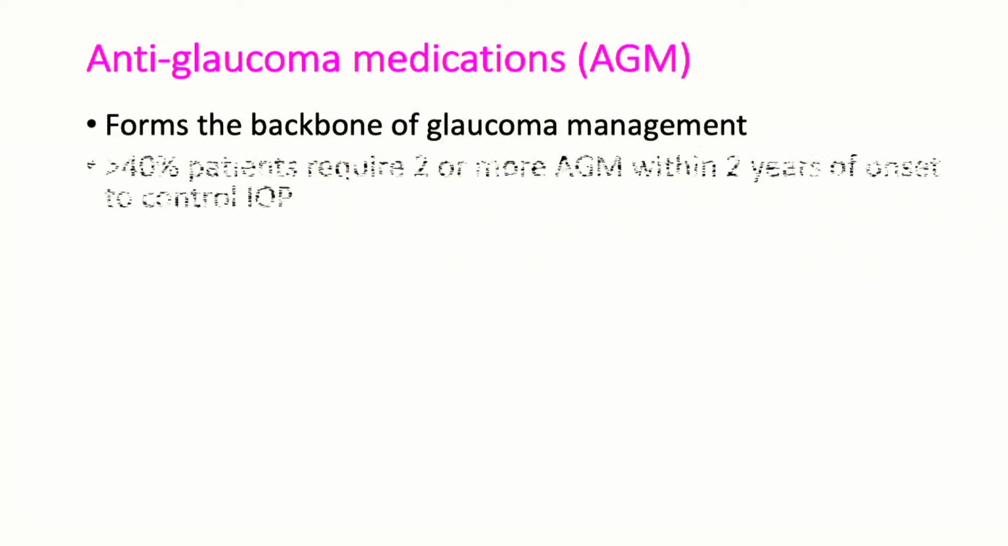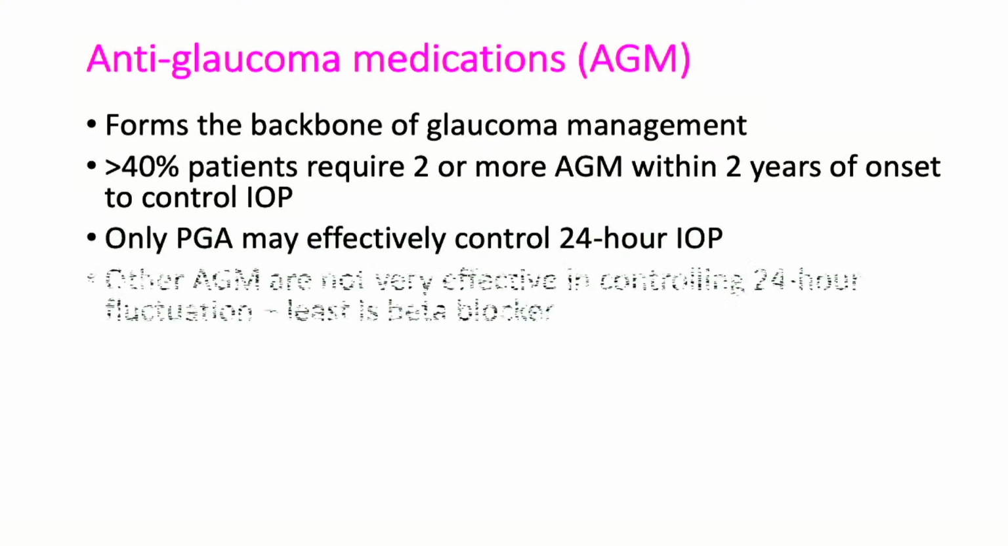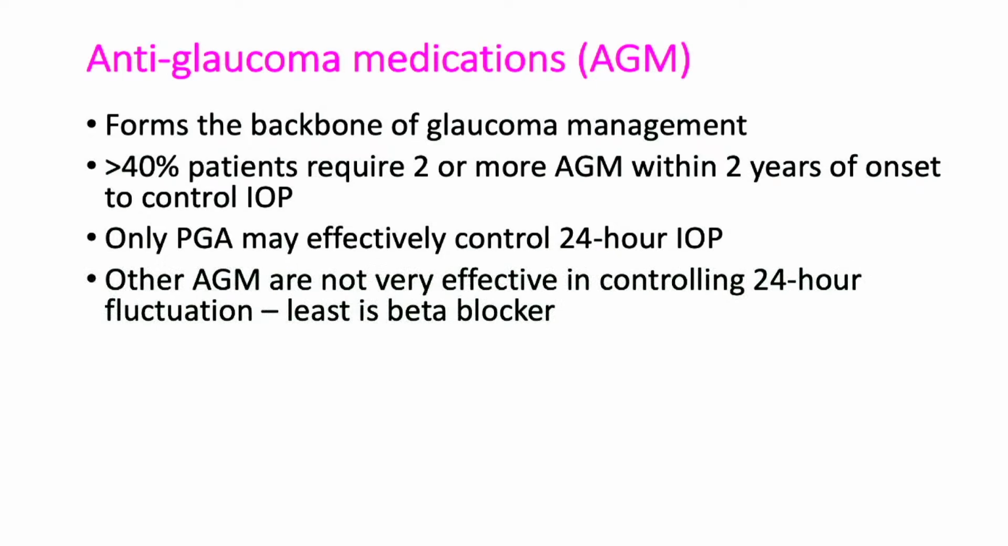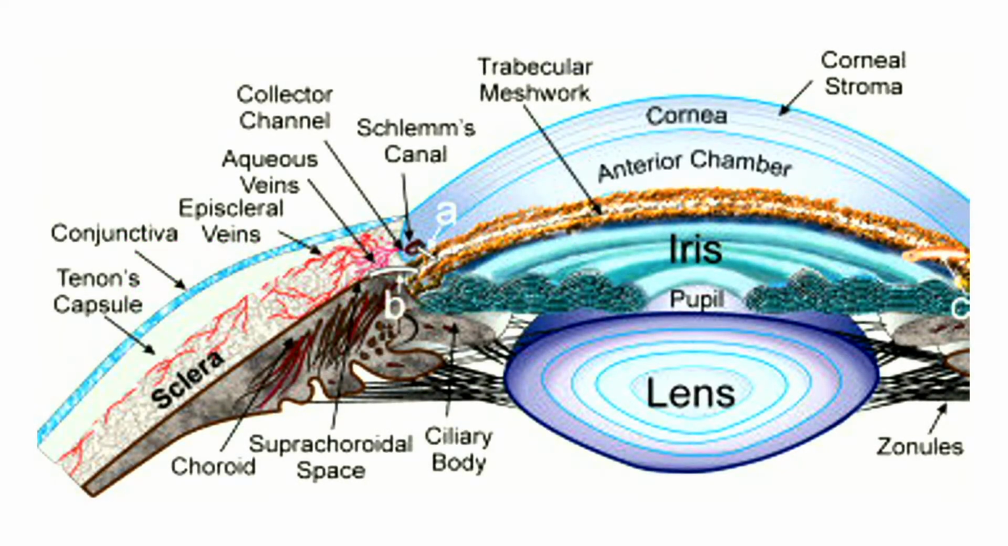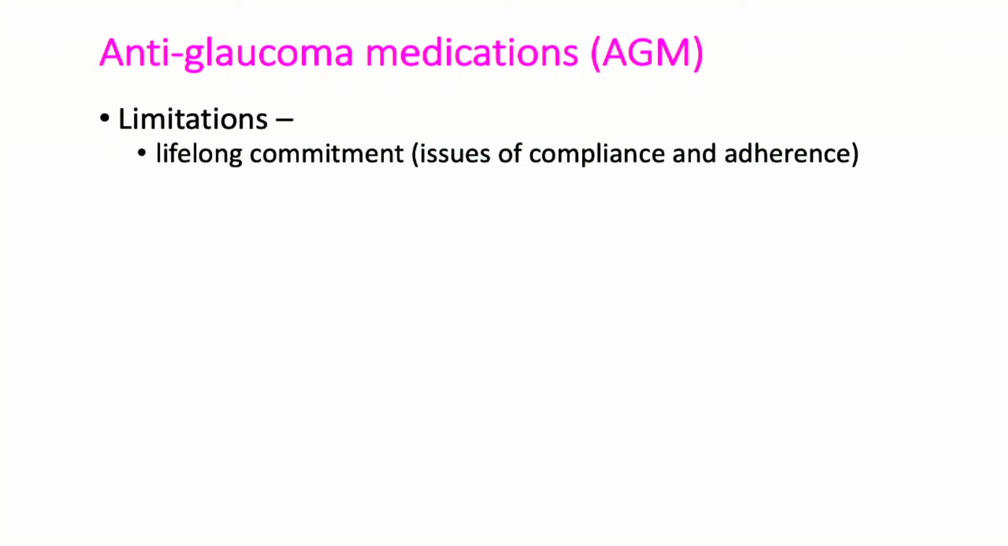Anti-glaucoma medications do form the backbone. But we know that more than 40% require more than 2 medications after at least 2 years to control IOP. And it's only prostaglandin analogs that control 24 hours. The others actually don't. The good thing about medications is that they utilize your natural pathways, meaning suprachoroidal, PG analogs, ciliary body. Most of your drugs decrease aqueous production, and now we also have ROCK inhibitors that target the trabecular meshwork.